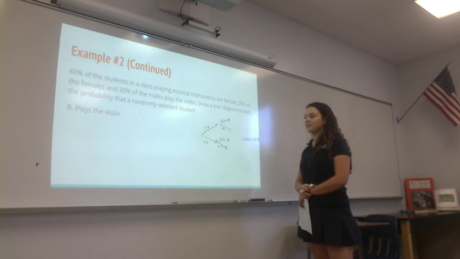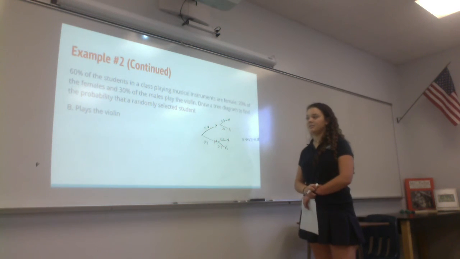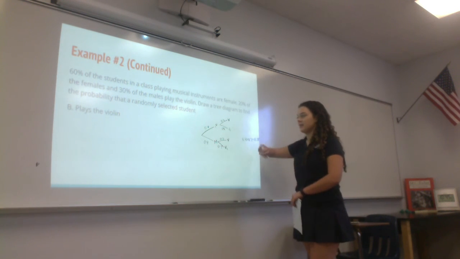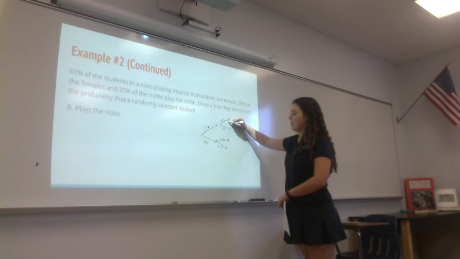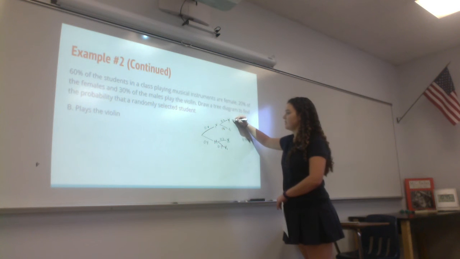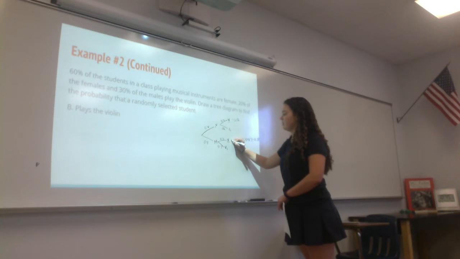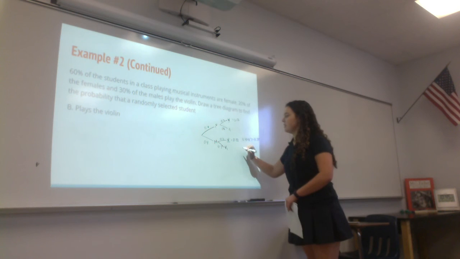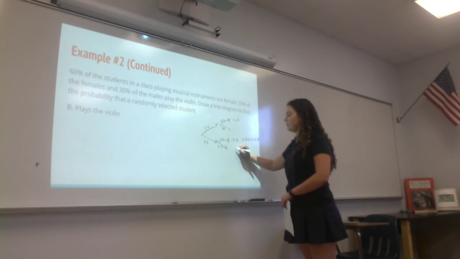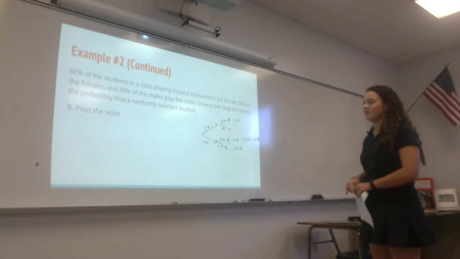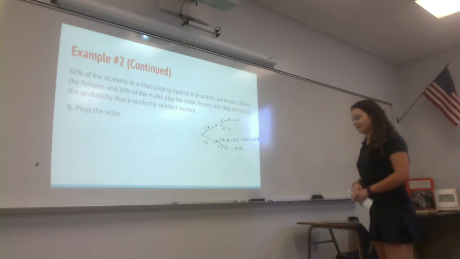And the second part is the probability that a randomly selected student plays the violin. So this is going to show you how to add along this column down here. So you have to find the probability of them playing violin. And so 0.6 times 0.2 is equal to 0.12. And male and playing the violin is also equal to 0.12. 0.12 plus 0.12 is equal to 0.24. So that's going to be your overall probability that a randomly selected student in the class plays violin.